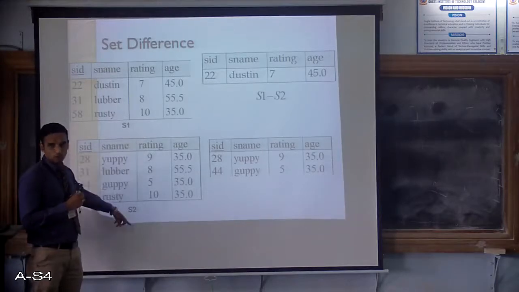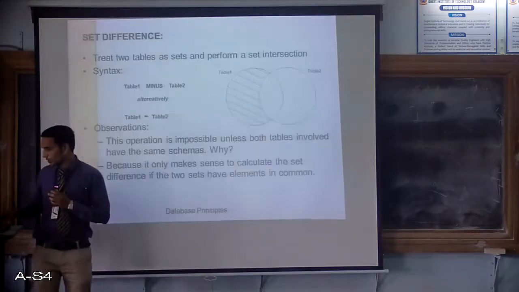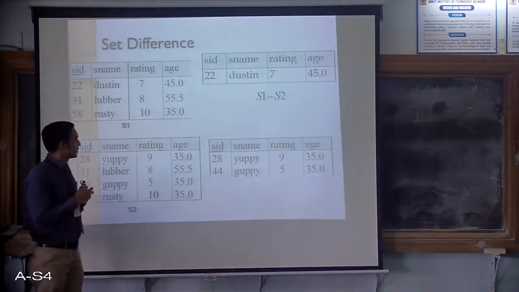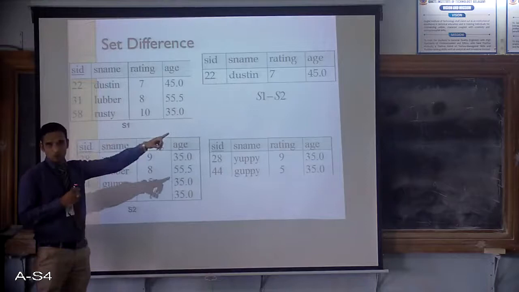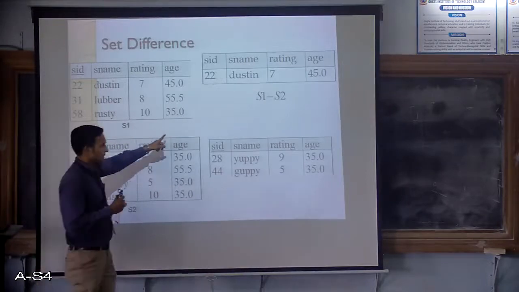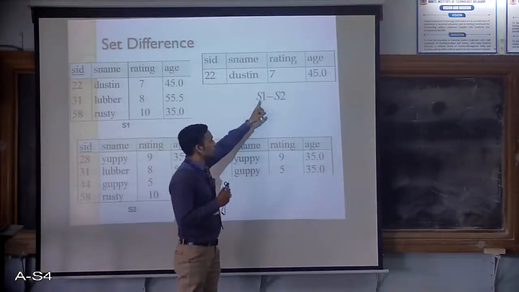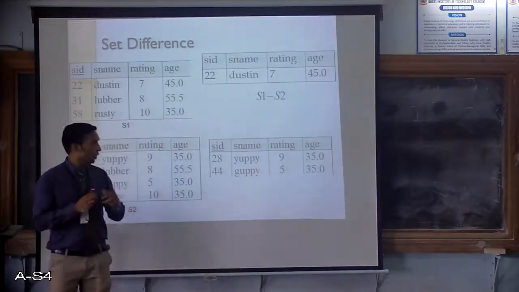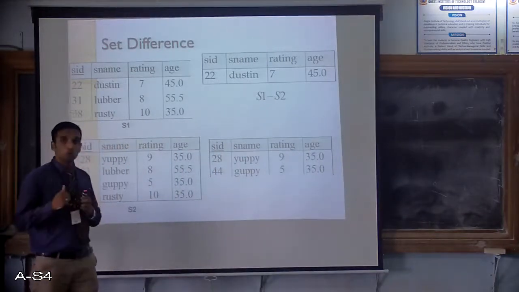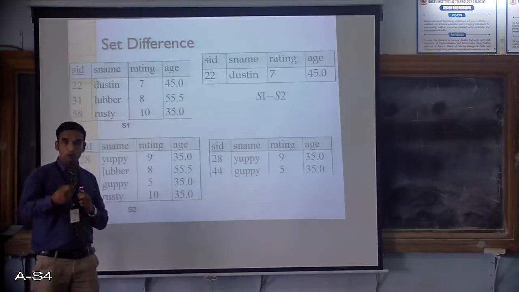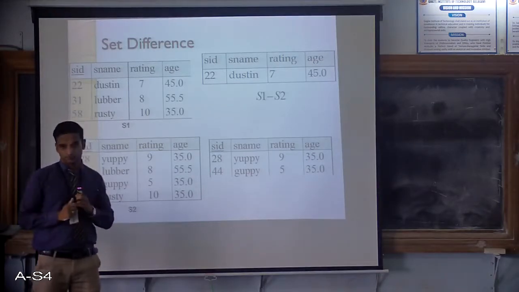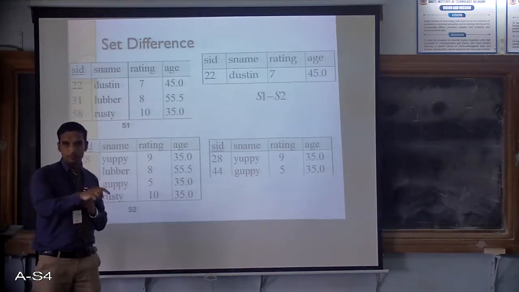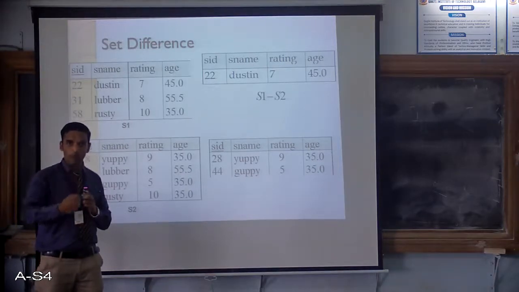Given two sets S1 and S2. So here again you can just see, S1 minus S2. See here, I have shown two different ways also: S1 minus S2 as well as S2 minus S1. So S1 minus S2 consists of those rows which belong to S1 but not to S2. Set difference A minus B consists of all those rows that belong to A but not to B.